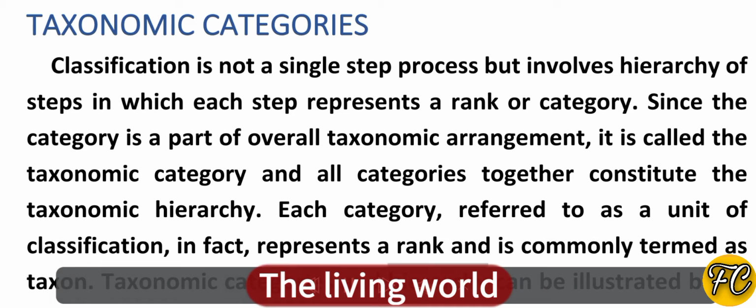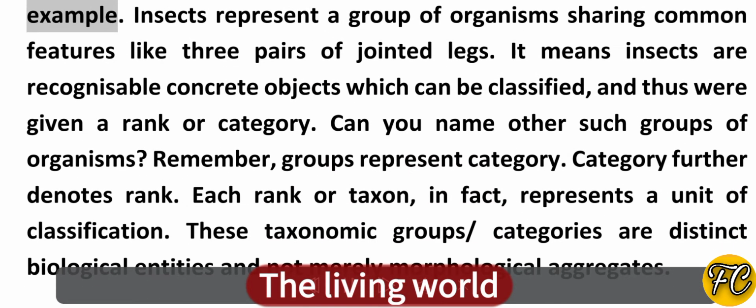Taxonomic categories and hierarchy can be illustrated by an example. Insects represent a group of organisms sharing common features like 3 pairs of jointed legs. It means insects are recognizable concrete objects which can be classified, and thus were given a rank or category. Can you name other such groups of organisms? Remember, groups represent category. Category further denotes rank. Each rank or taxon, in fact, represents a unit of classification. These taxonomic group categories are distinct biological entities and not merely morphological aggregates.